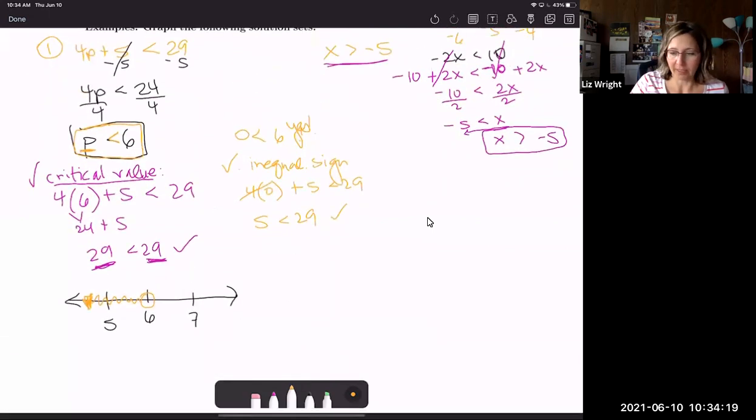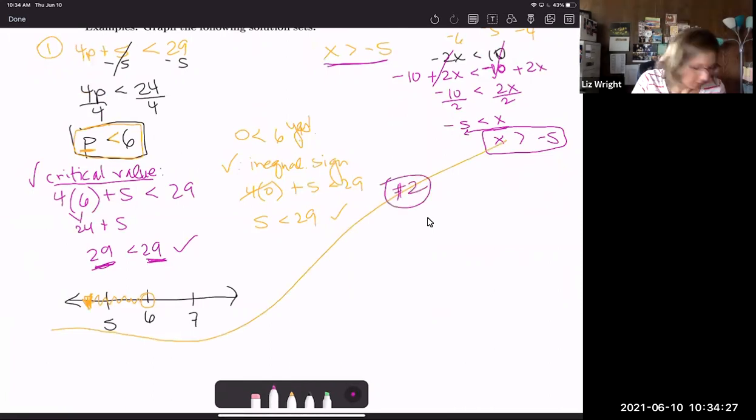So let's look. I think I'm going to squeeze in number 2 over here. So number 2, we've got 15 over 2 plus x, which is greater than negative 37 over 4.